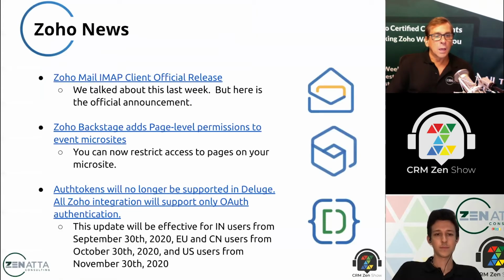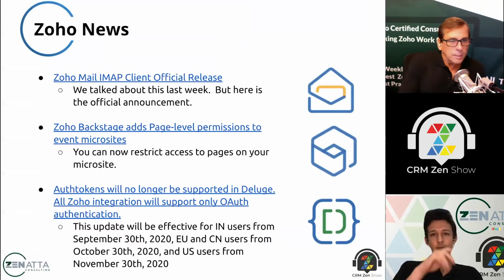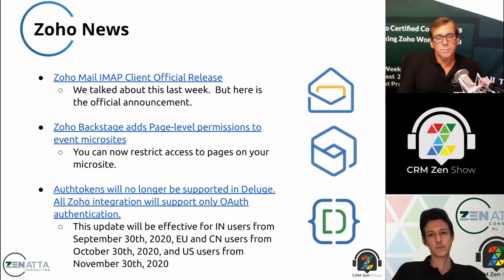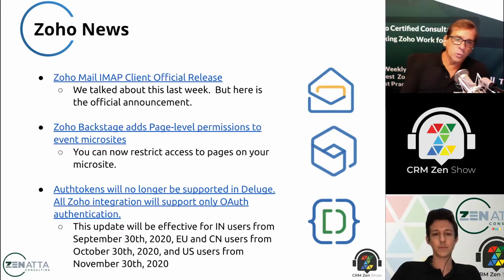All right, Tyler. So this is happening quickly. Auth tokens will no longer be supported in Deluge. All Zoho integration will only support OAuth authentication. This, by the way, isn't just Deluge. It's Desk. It's everywhere. They're all deprecating at certain times. They appear to all be deprecating this year, though.